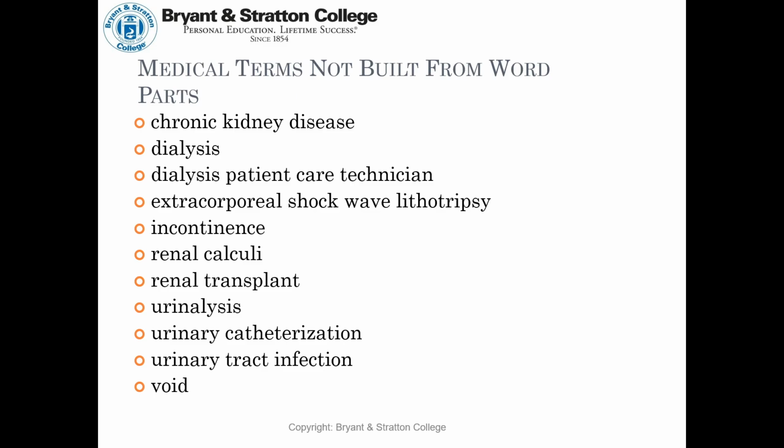Incontinence is the inability to consciously prevent urination. Urinary catheterization is to just put a catheter up the urethra. And then voiding is one of the ways to describe the act of urination. The physiological term for urination is micturition.